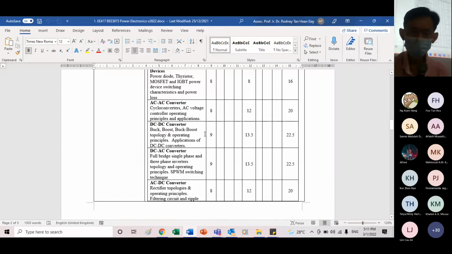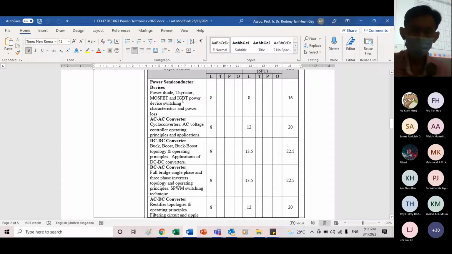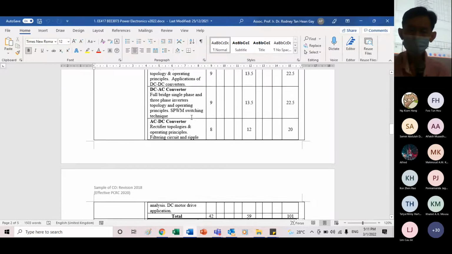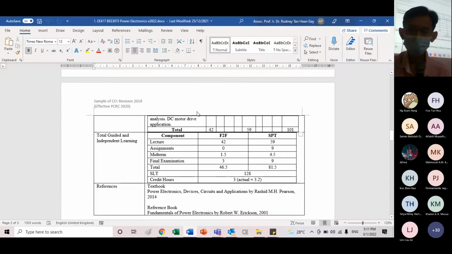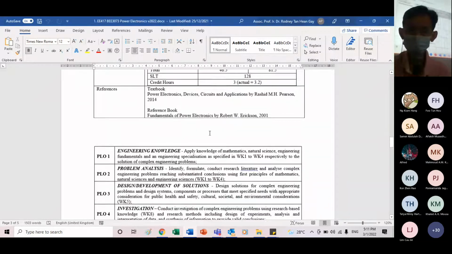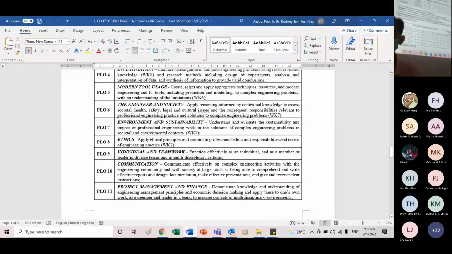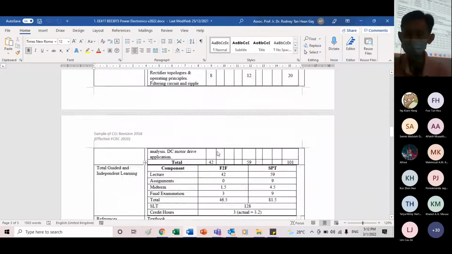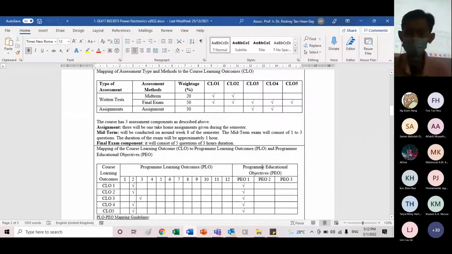And you can see that I will spend roughly around 2 to 3 weeks per chapter, plus minus. So the rest is just the hour thing. Pretty straightforward. And that's the PLO. So any questions? Okay, I think that is very straightforward.